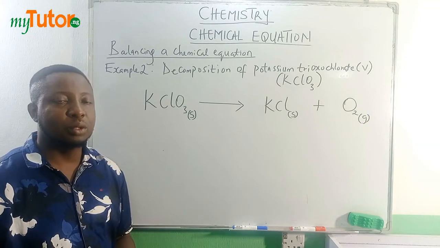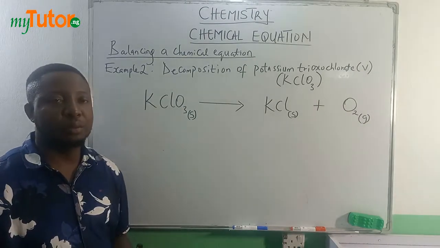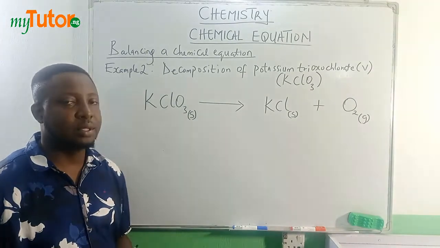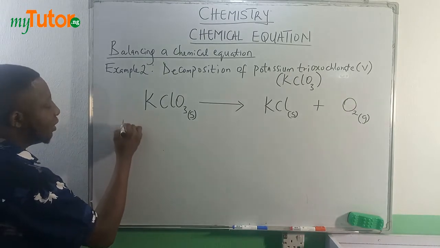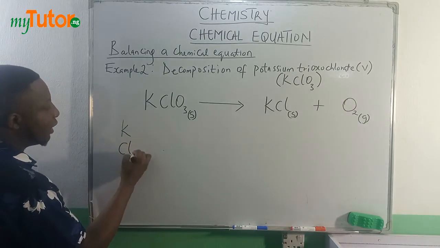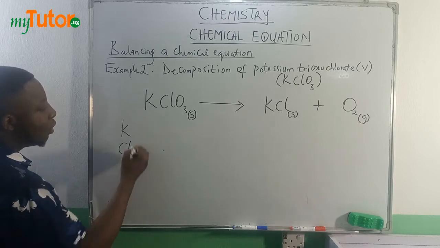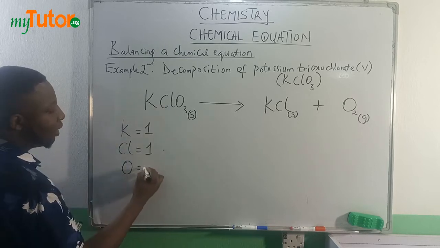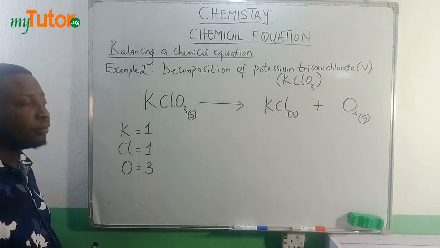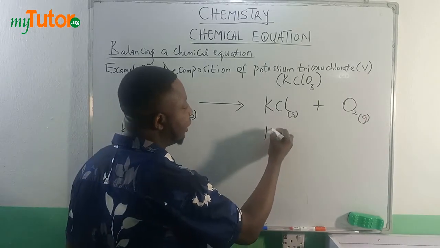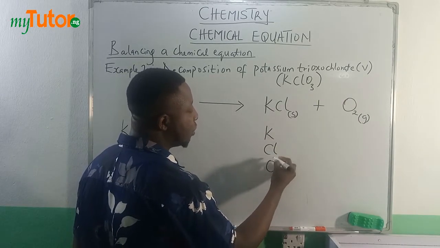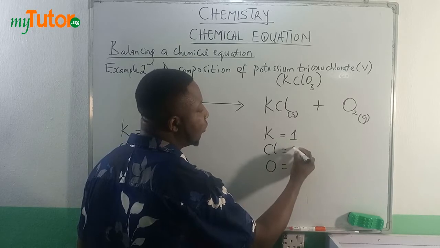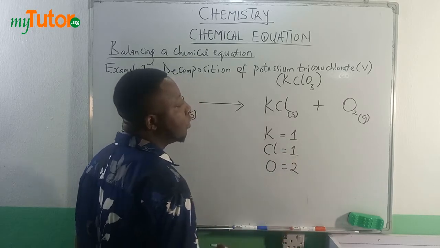We need to balance this chemical equation. So to balance this chemical equation, we start by writing out the atoms of each element and the number of the atoms of each element that we have on both sides. So on our left hand side, we have potassium, chlorine, and oxygen. We have one atom of potassium, one atom of chlorine, and three atoms of oxygen. On the right hand side, we also have potassium, chlorine, and oxygen. We have one atom of potassium, one atom of chlorine, and two atoms of oxygen.